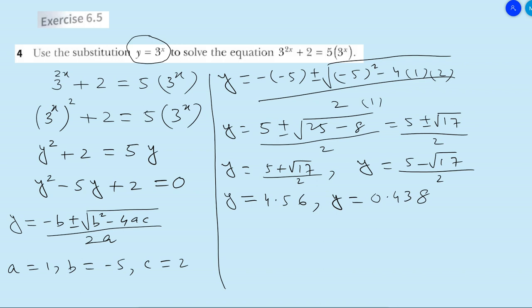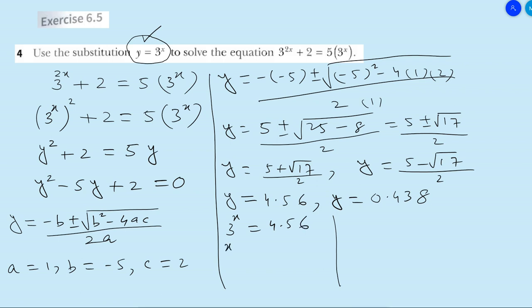Please keep in mind, if the question is in the form of x, the answer is also in the form of x. This y just helps us to calculate the values, but this is not the final answer. How to get the final answer? Taking the value of y again. What is the value of y given in the question? y equals 3 power x. So replace this y by 3 power x. 3 power x equals 4.56.